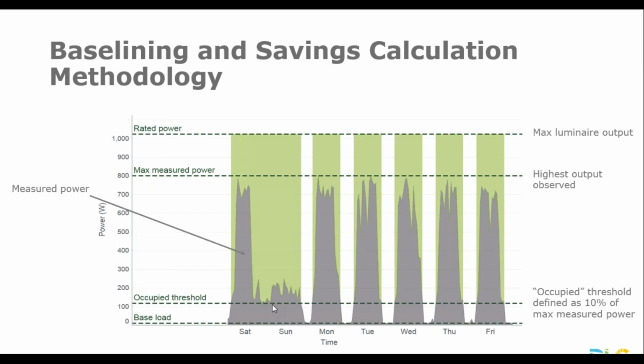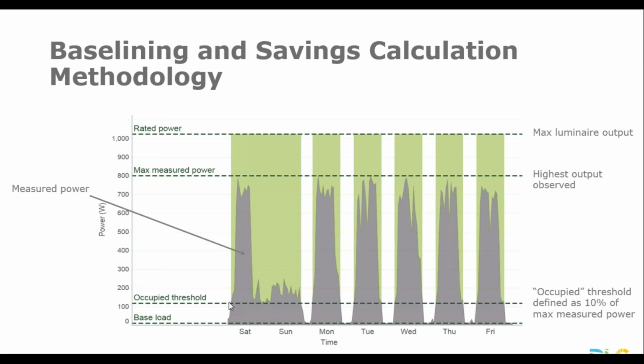So our method can be broken down into 3 steps. First, we use this measured power, in gray, to establish when we think that zone is actually being occupied, using what we call an occupancy threshold. We've defined it as 10% of the max measured power. Again, this is measured power here, and this is the 10% occupancy threshold.